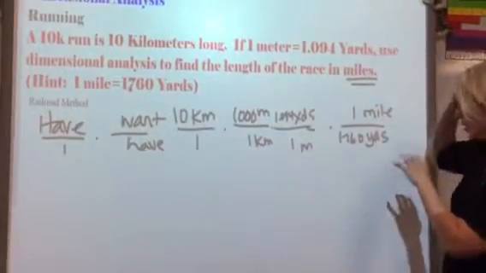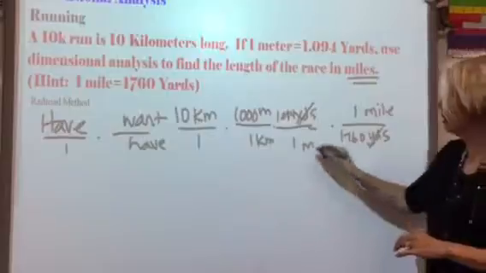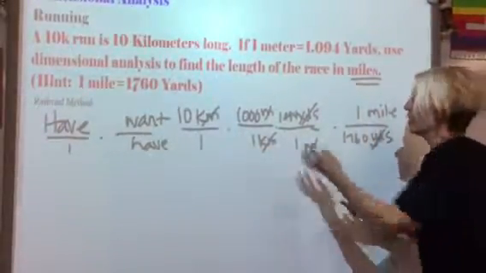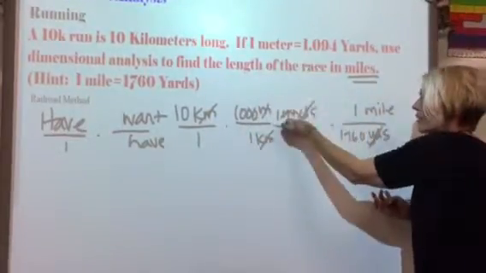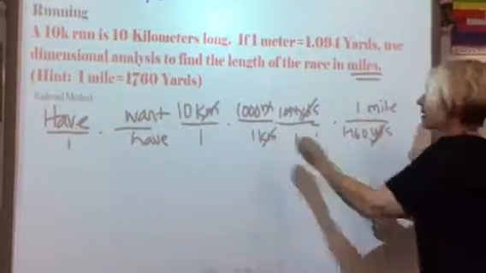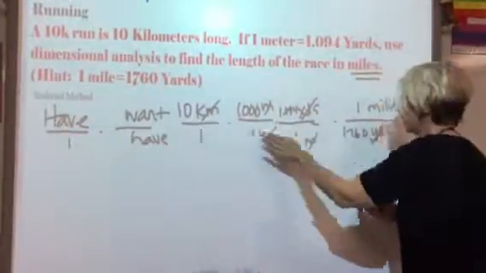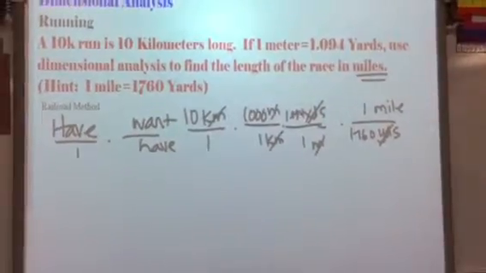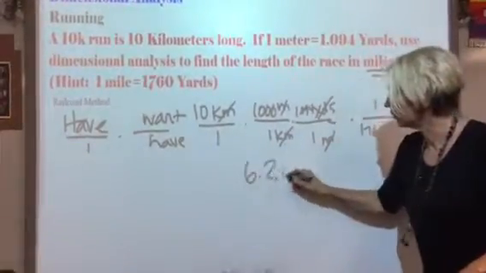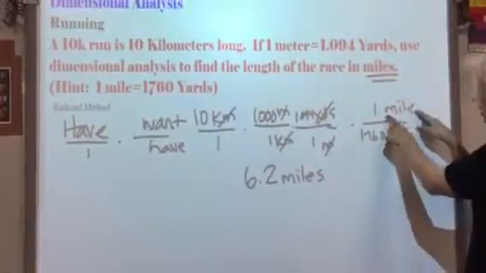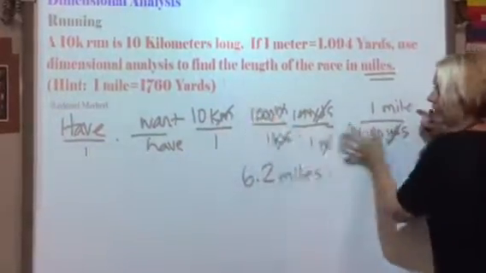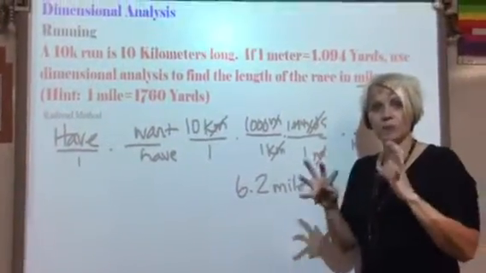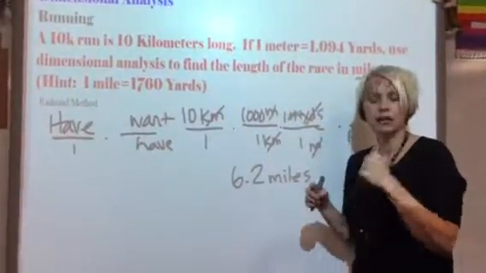So if you will look here, these yards cancel, these meters cancel, these kilometers cancel. So you just have the numbers now. 10 times 1,000 times 1.094 times 1, all of that divided by 1,760. And you will get, typing that into my calculator here, about 6.2. And your label is miles because that's the only label you have left. See, all the other labels have been canceled out. Now you have an example to do in your notes. I'll set the railroad up for you so then you can try to plug in and practice that later.